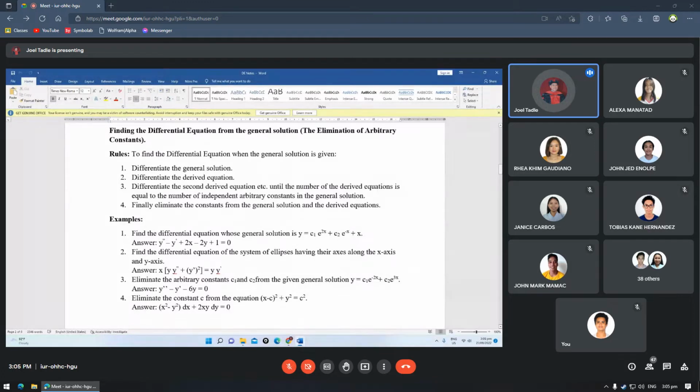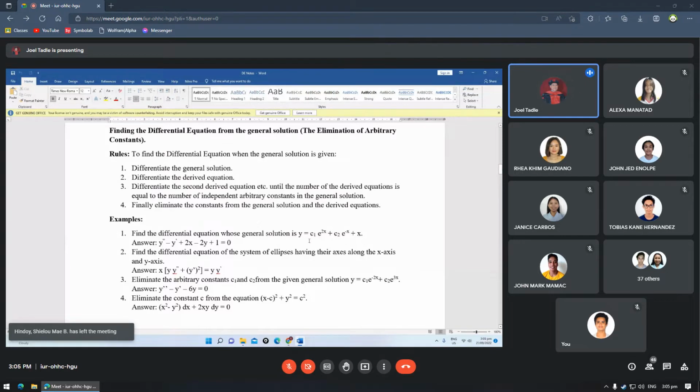I will solve only 3 here. Then I will let you solve the last one. So find the differential equation whose general solution is y equals c sub 1 e to the power 2x plus c sub 2 e to the power of negative x plus x.